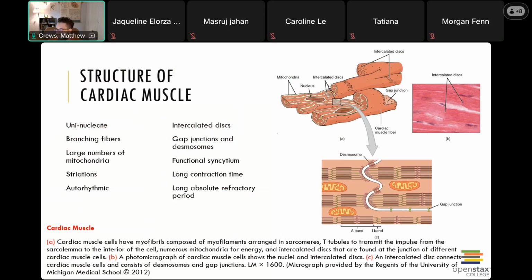Intercalated discs. Those are these areas right here. There're discs between the myofibrils right here, or the myofilaments right here. There's areas between that, and they have what's called desmosomes. These are just areas where they speed up the impulse. Okay, so the point of intercalated discs is to shoot that impulse through even faster.